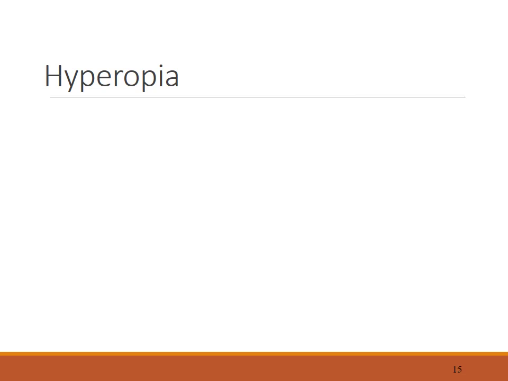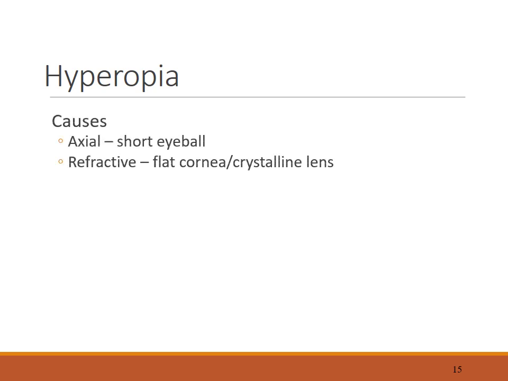What is the cause of hyperopia or hypermetropia? As I mentioned, this vision problem occurs when light rays entering the eye focus behind the retina rather than directly on it. This can be caused by the axial type, which is a shortened eyeball, or by the refractive type, which is a flat cornea or crystalline lens.